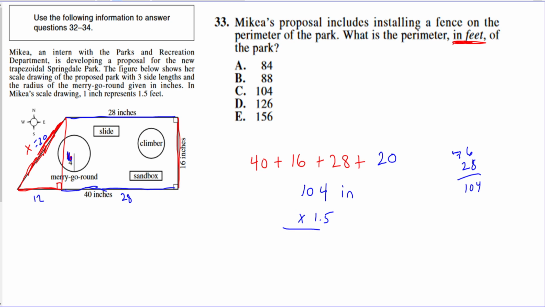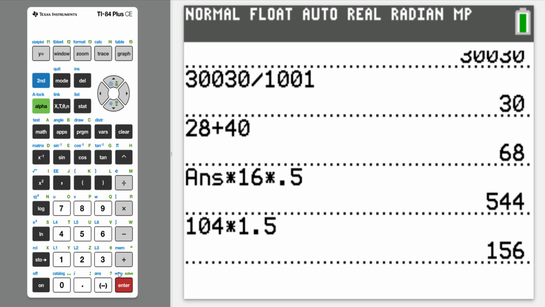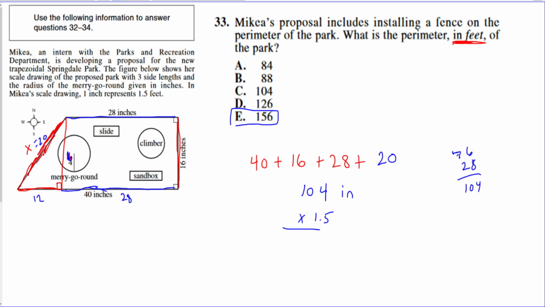So again, let's let the calculator do those decimal calculations. I'm going to pull up my calculator and say 104 times 1.5. Okay, and that looks like it's going to be 156. So I'm going to go with choice letter E. 156 is the feet that we'll use. Notice that 104 was an option. That is the number of inches, so there is a distractor element. So be careful when you're reading the problems that you do that.